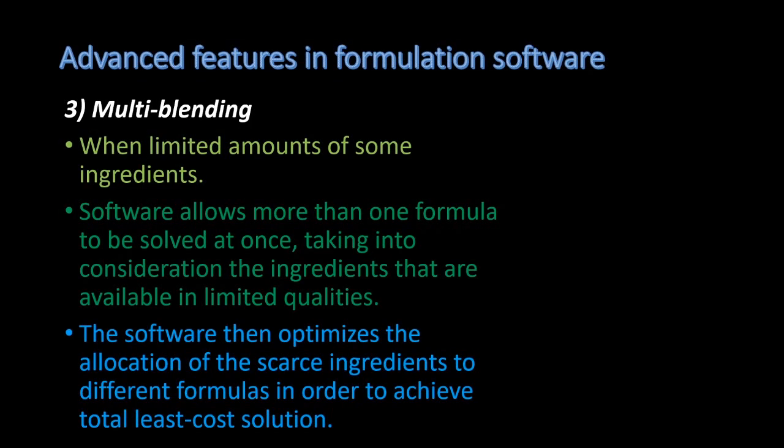Here's the third, that is multi-blending. When a limited amount of some ingredients are available, software allows more than one formula to be solved at once, taking into consideration the ingredients that are available in limited quantity. The software then optimizes the allocation of the scarce ingredient to different formulas in order to achieve a total least cost solution. This is an important factor when we have a limited number of ingredients or the supply is short. So such a multi-blending feature can be very useful.